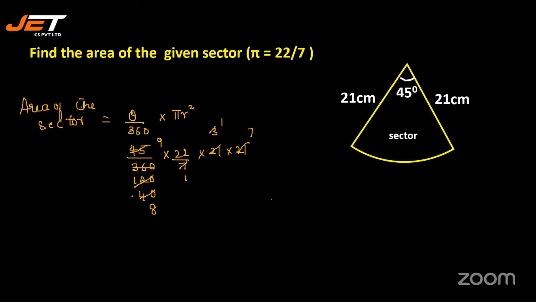Let's cross check. 9 11s are 99 into 7. 9 7s are 63 plus 6, so 693. It is 693 by 4 centimeter square. You can also have it in decimal.